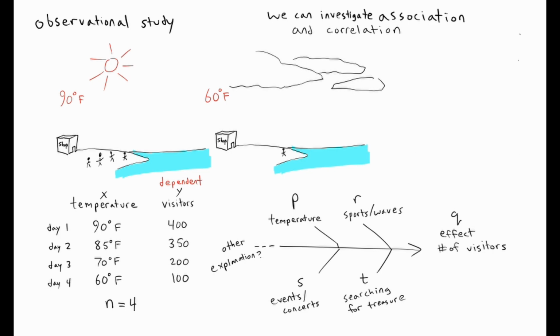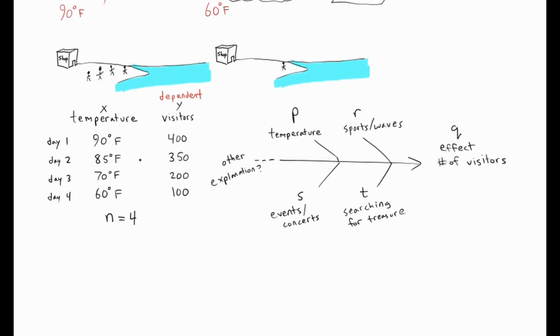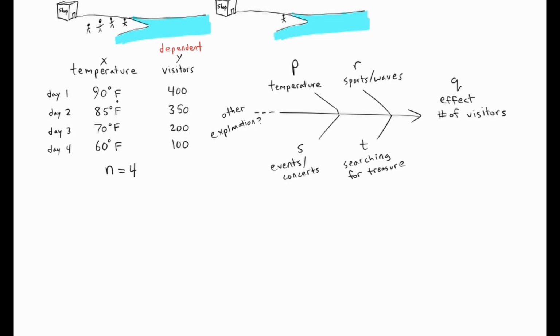Okay, but if we're talking about this situation, we can investigate association and correlation, but not causation, because we have not taken enough steps to eliminate the other confounding variables in the situation. All right, so let's now plot this on Desmos. Okay, so I'm gonna open up a Desmos window and then copy this data table to Desmos.